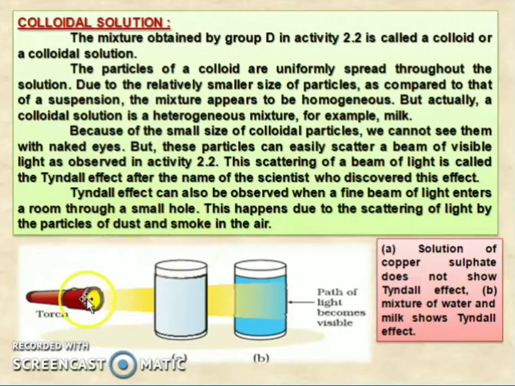Now you can see that this is a torch. A beam of light is passing through the beaker containing solution A and the beaker containing solution B. In beaker A, the solution of copper sulfate does not show the Tyndall effect. Why? Because the copper sulfate is dissolved in water and it is a true solution, so we cannot see any Tyndall effect. But in the other beaker, we can see the mixture of water and milk. You cannot see the particles of milk, but it shows the Tyndall effect. That is, the scattering of light occurs through the Tyndall effect.